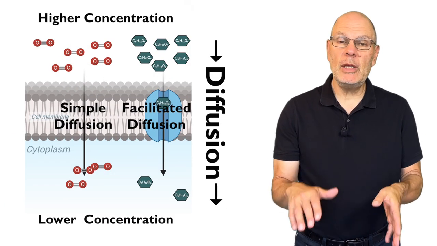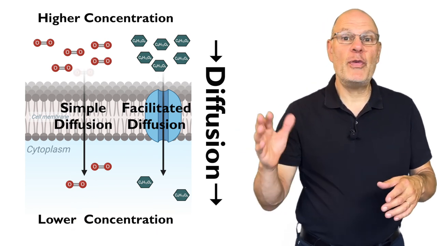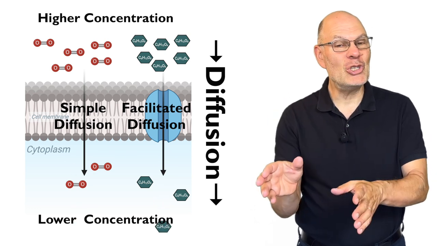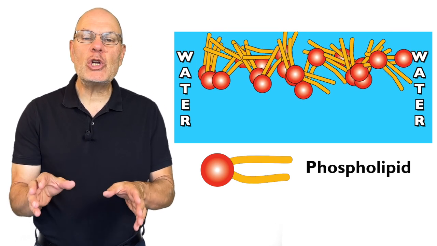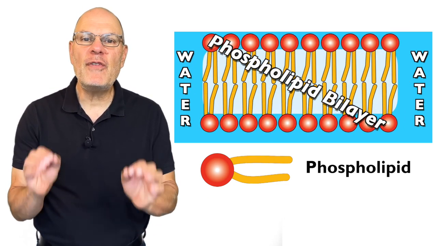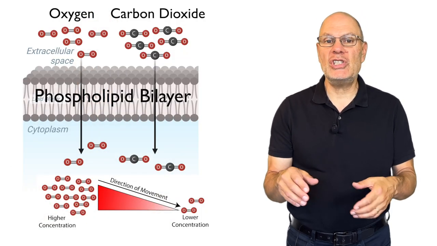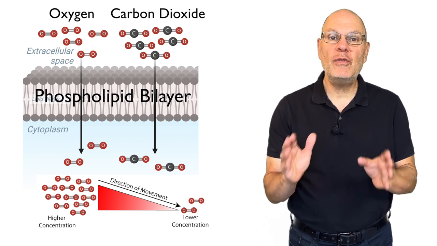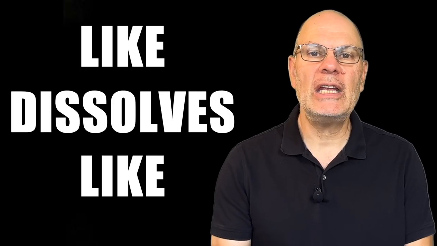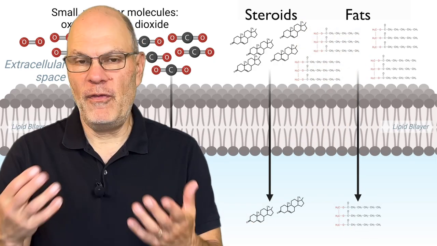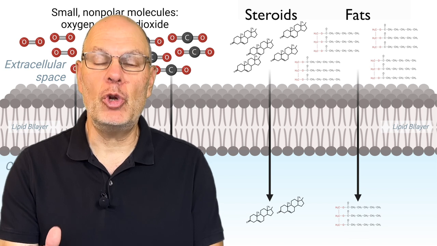If a membrane is permeable to a substance, which means that the substance can diffuse through it, then that substance will move through the membrane from where it's more concentrated to where it's less concentrated. In most living things, the main structural component of a cell membrane is a phospholipid bilayer. The phospholipid bilayer allows small, nonpolar substances like oxygen and carbon dioxide to diffuse right through it. And because of the principle that like dissolves like, nonpolar substances like fats and steroid hormones can also diffuse right through the phospholipid bilayer portion of the membrane.